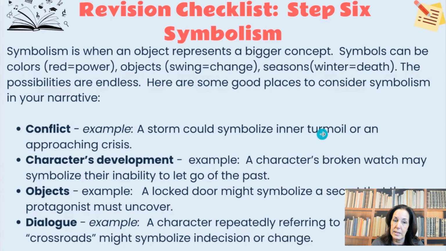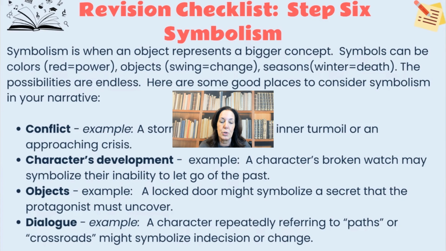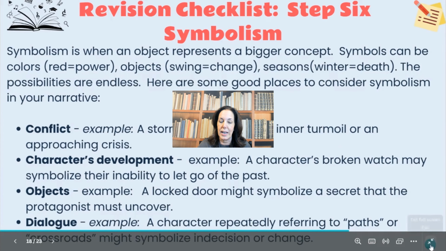When there's conflict, so for example, a storm could symbolize inner turmoil or an approaching crisis. In a character's development, an example, a character's broken watch may symbolize their inability to let go of the past. Objects, a locked door might symbolize a secret that the protagonist must uncover. And dialogue, a character repeatedly referring to paths or crossroads might symbolize indecision or change.